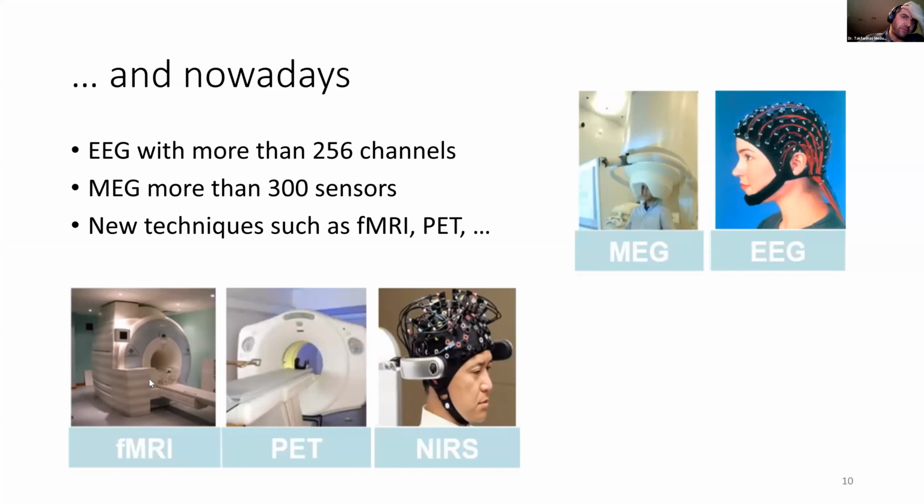And there are also other features, like how easy the device is to use, and also the price of the device. For example, EEG, each lab can have it. MEG is about 1 million, and these two devices are more expensive. So just some comparison here.